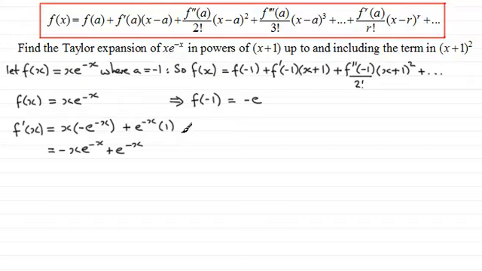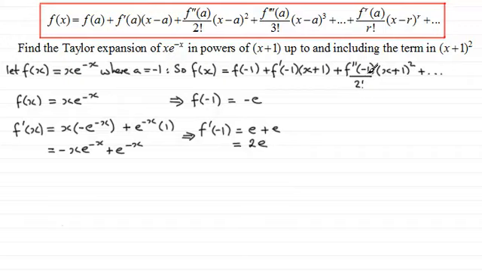So it follows from this that f dash of minus 1 is going to be plus 1 here, e to the minus minus 1, so that's just going to be e. And then we've got plus e to the minus minus 1, so that's plus another e. So in other words, we've got 2e.